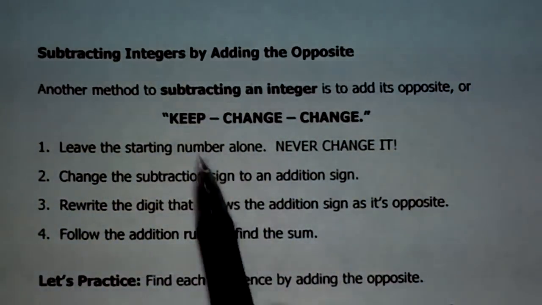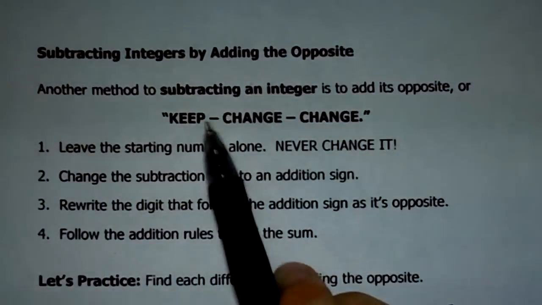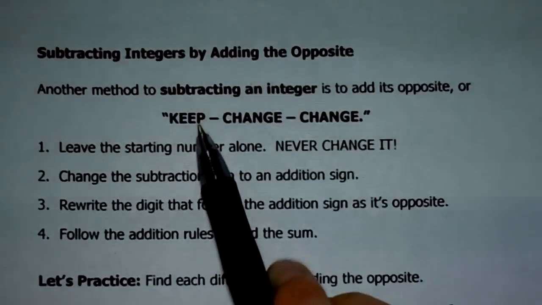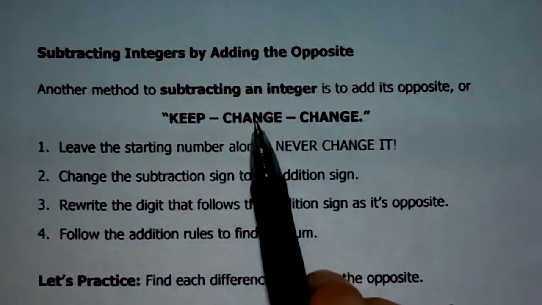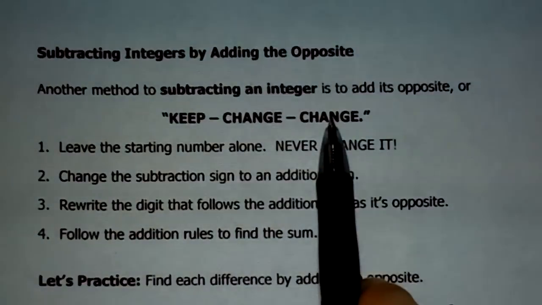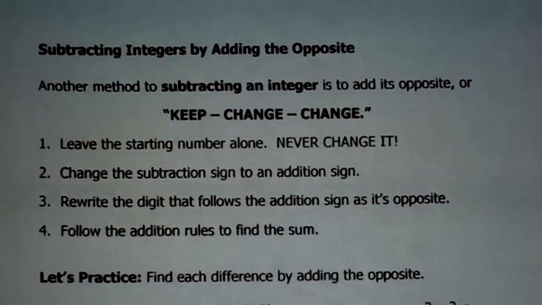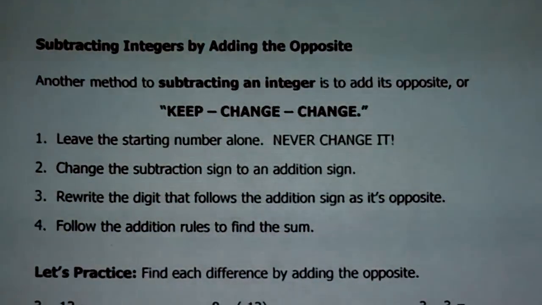So how do you make a subtraction problem an addition problem? You're going to use a method called keep, change, change. All you do is you leave the starting number alone, you change the subtraction sign to an addition sign, and you change the sign of the number that follows the subtraction sign. And what you have is an addition problem with the same value as the subtraction problem. So you're not changing the value of the problem, you're changing what it looks like to make it easier to work with. Once you've done that, you just follow the addition rules to find the sum.